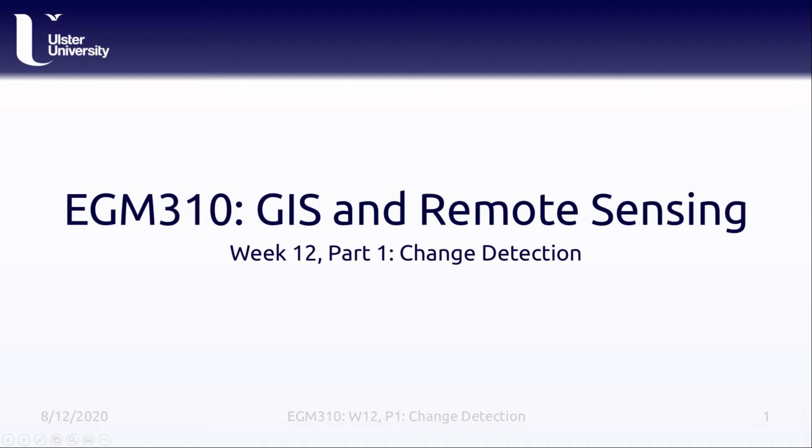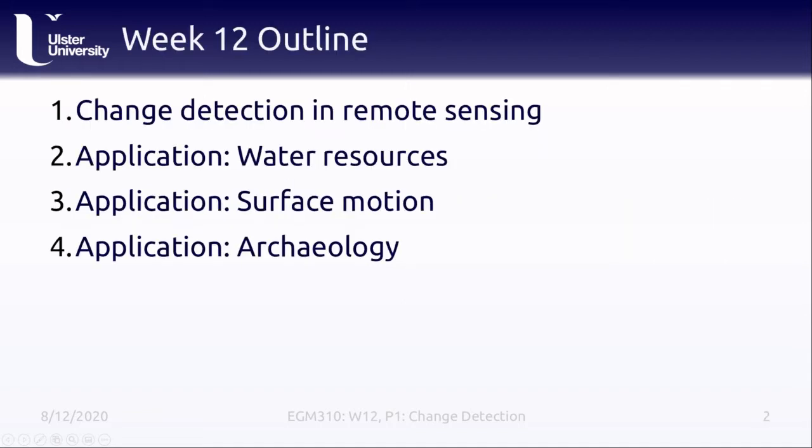In this lesson, we will learn about how we can use satellite images acquired at different times to observe and quantify changes. In the rest of the lessons this week, we'll cover applications of remote sensing to different topics, including studies of water resources, surface motion, and archaeology. Very often, we're not just interested in making a single observation from a single point in time. We want to be able to observe and quantify changes in land cover or other variables.